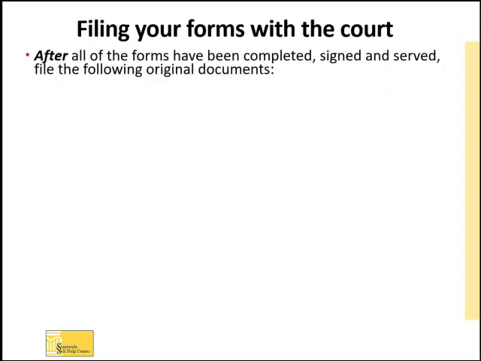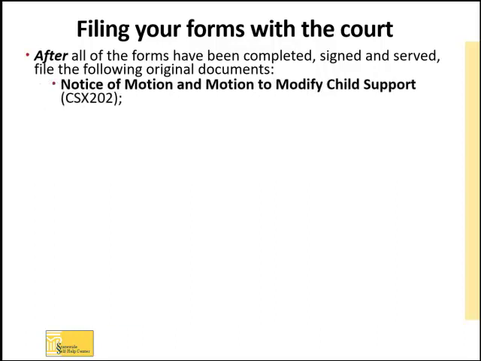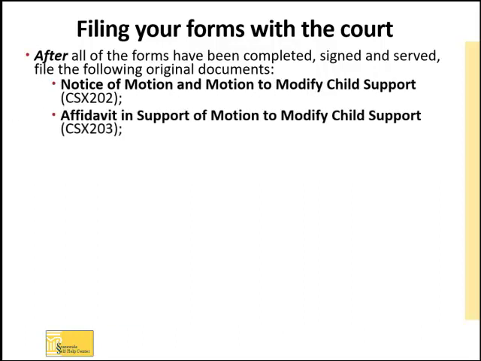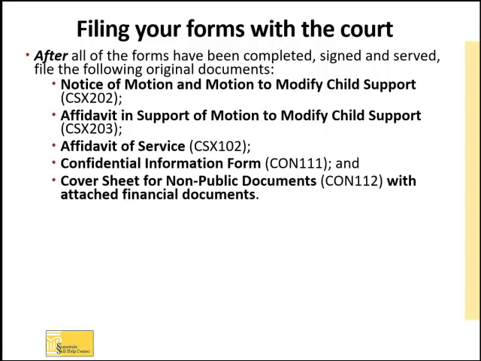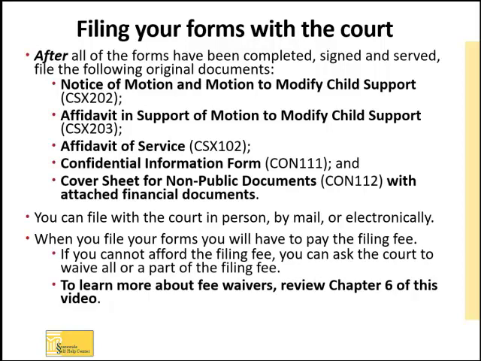After your forms have been completed, signed, and served, you are ready to file the original documents with the court. You will file the motion to modify child support, the affidavit in support of motion to modify child support, an affidavit of service, the confidential information form, and the cover sheet for non-public documents with attached financial documents. You may also be filing the request for county to serve papers, which we covered in Chapter 3, and the fee waiver forms, which we will talk about in Chapter 6.